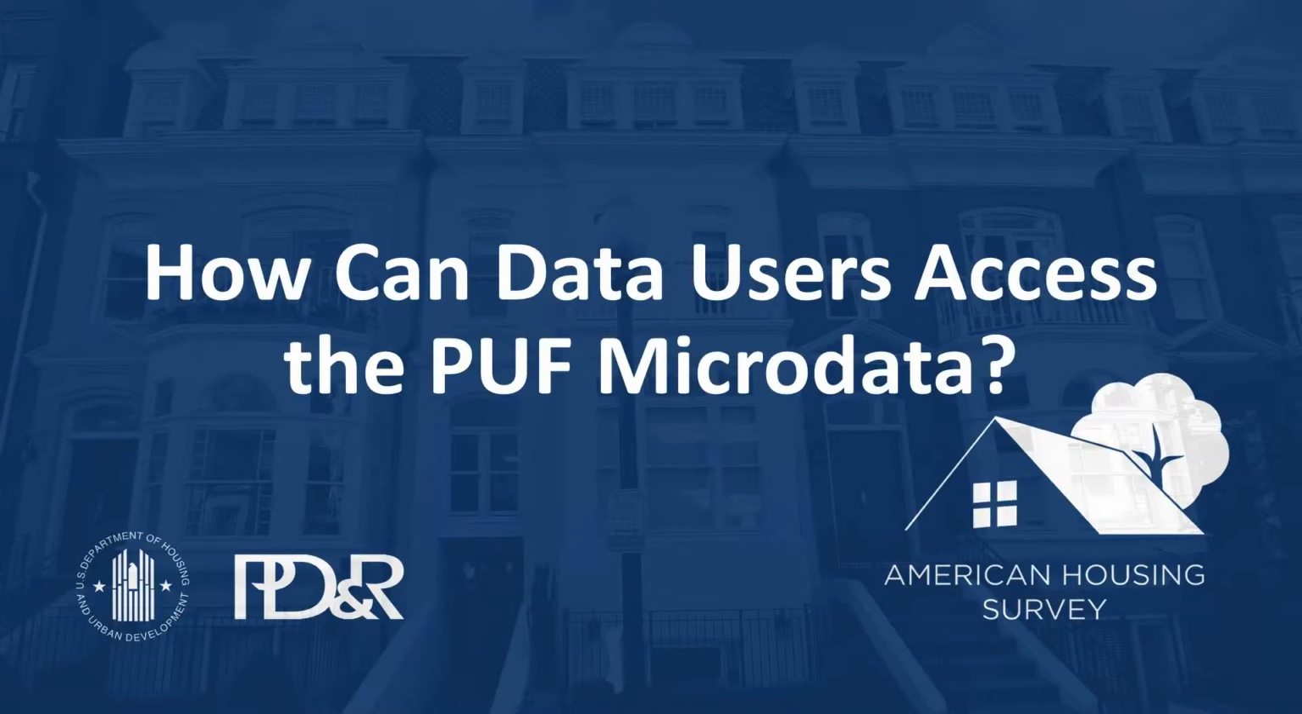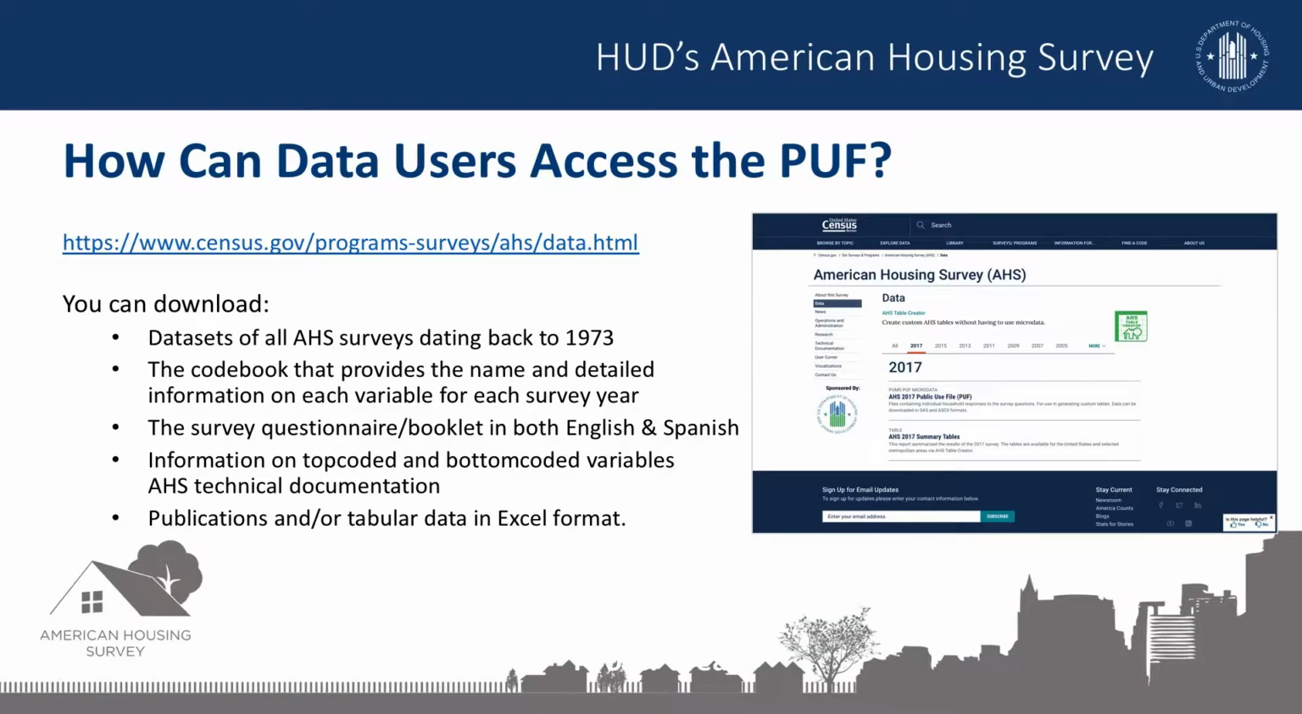As we covered earlier, PUF microdata exist for all survey years. Now, we will look at ways users can access earlier PUFs, as well as the PUF microdata for 2015 and later that we're discussing today. The PUF microdata are available to the general public in SAS and CSV format. The PUF microdata for each survey year are available on the Public Use File section of the American Housing Survey website.